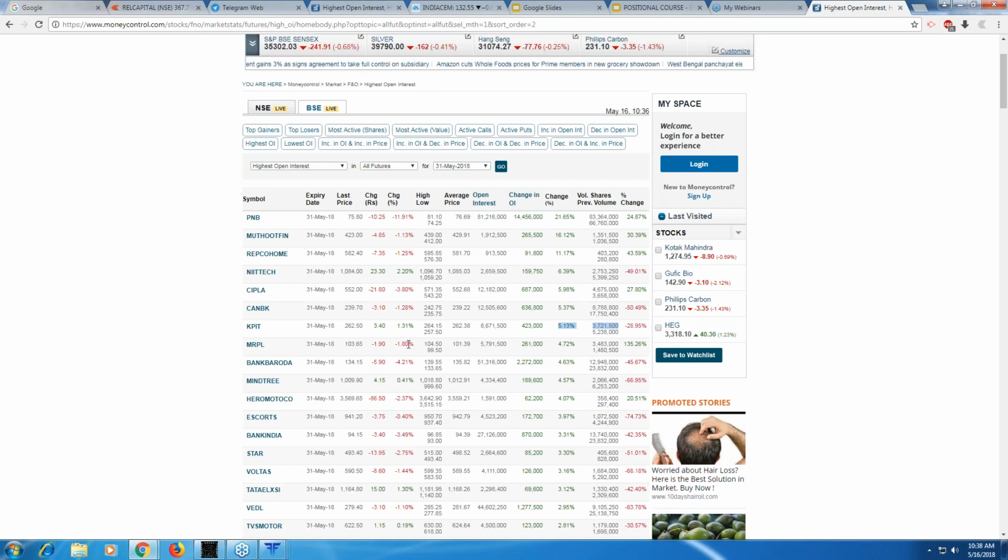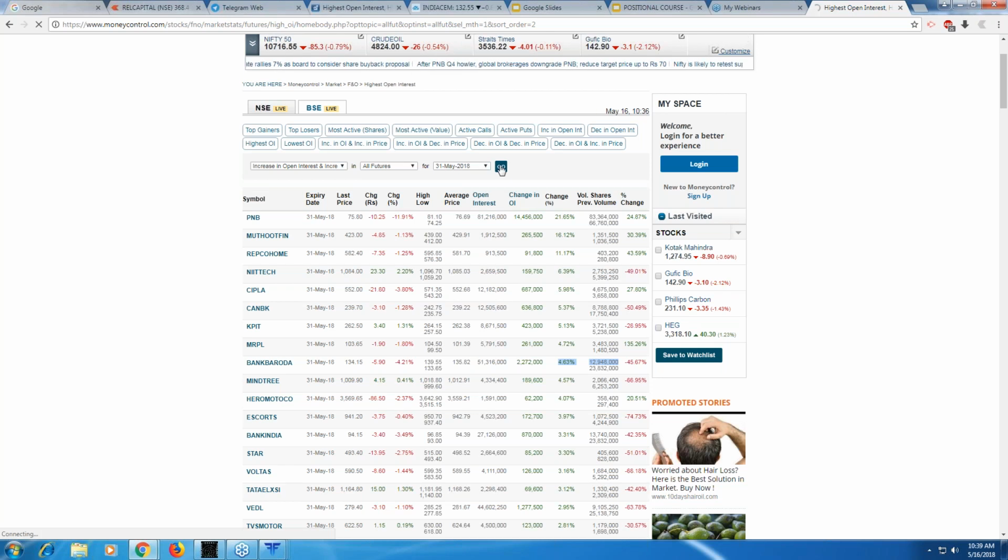MRPL price is going down, and the open interest is high, which means shorts are being built. Bank of Baroda, price is down, open interest is high. As we saw, the banks are bleeding. You can see PNB, Bank of Baroda, SBIN, all of them having an opportunity to short. What you can do here is go to this place, select increase in open interest and increase in price, and go.